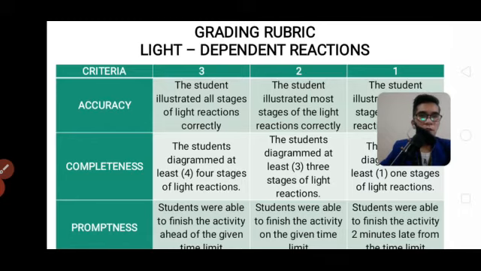That ends our session for this day, and I hope you learned a lot in presenting photosynthesis and energy flow. Thank you.